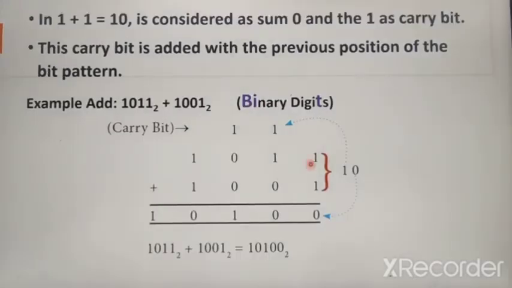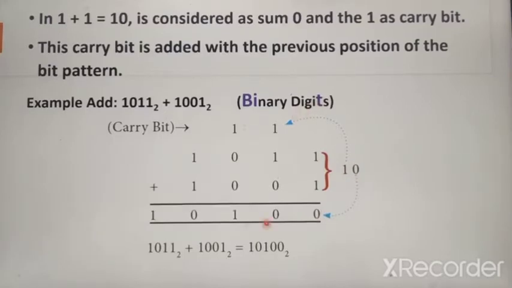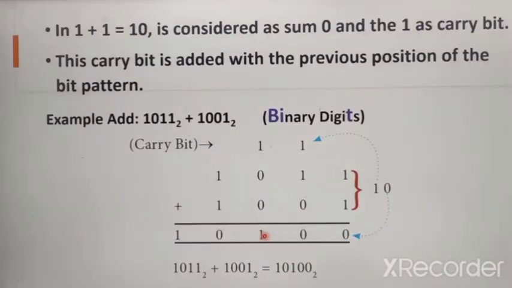Let's see here. Here 1 plus 1. 1 plus 1 is equal to 1, 0. Here we have to put this 0 in the sum and add this 1 as a carry bit with the previous position of the bit. In the previous position we have 1 plus 0. 1 plus 0 is equal to 1. Again we have to add this 1 with its carry bit. Here carry bit is 1. So 1 plus 1 is equal to 1, 0. Now we have to put this 0 in the sum and add this carry with the previous position of the bit.